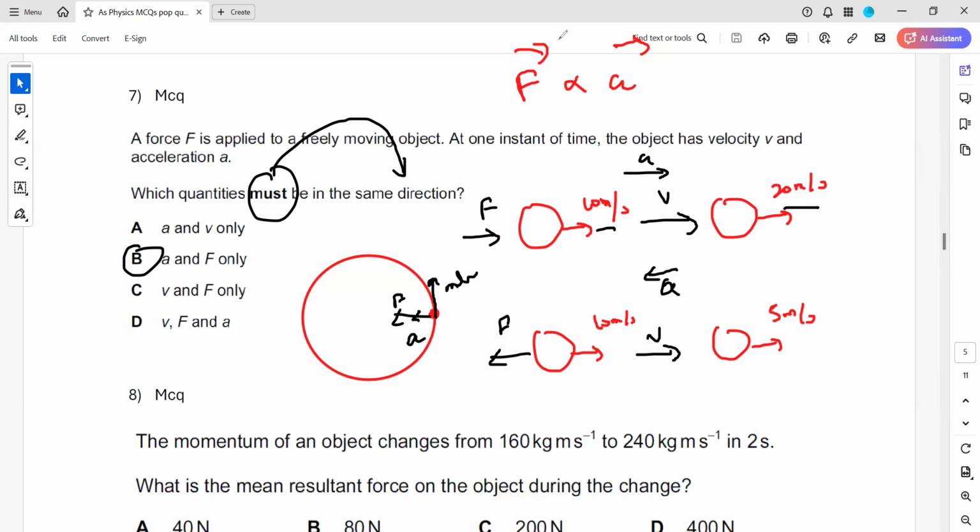Is it clear? Question 7. So here the velocity is towards right, and the acceleration is also towards right. But if an object slows down, the velocity is towards right, but the acceleration is in the opposite direction of the motion. So they are not in the same direction.